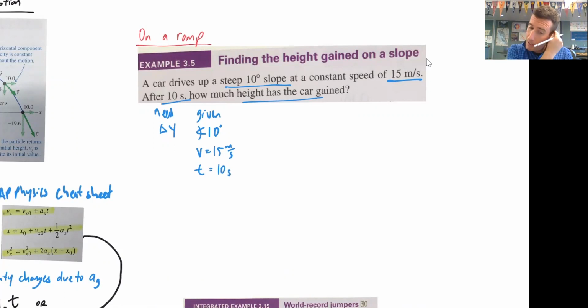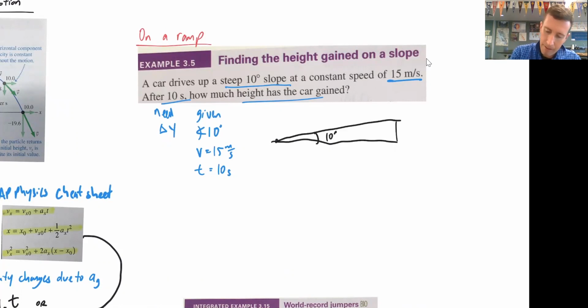Okay, so I would start by sketching this one out. I know that the ground is flat, it's going up a 10-degree slope, something like that. There's my 10 degrees, and everything's happening on the actual hypotenuse. So it's going at 15 meters per second, and my question is, what is my change of y there? So first, I would figure out how far it goes up the ramp.